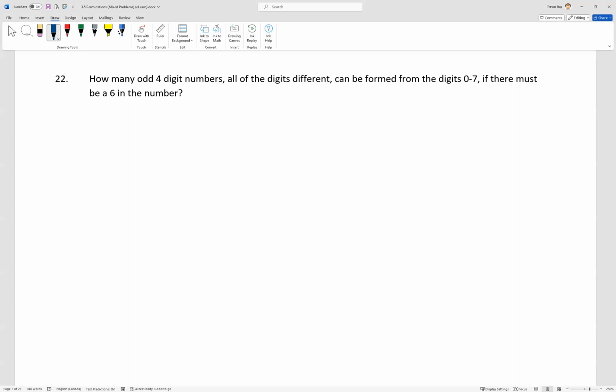We could break it down into four cases, or we could do this as an indirect problem and just say, let's forget about the fact that there has to be a 6 in it and just say how many numbers are there. Maybe they have a 6, maybe they don't.